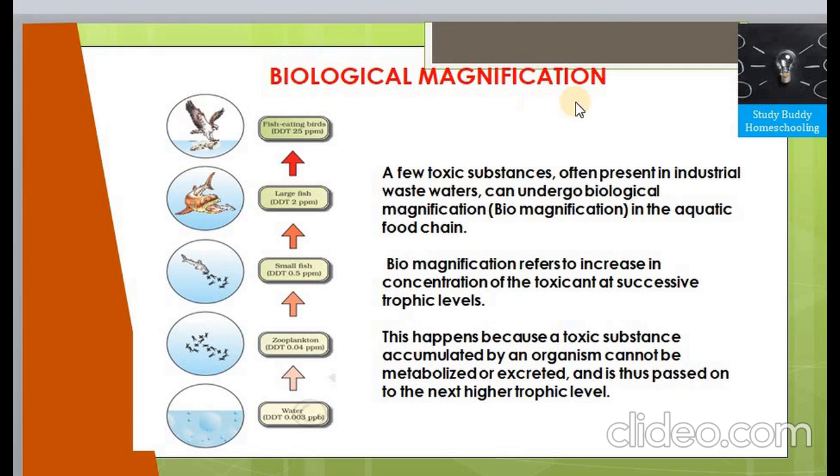It is highly toxic, especially to humans when we consume these fishes which are contaminated. There is a huge risk of food poisoning happening.